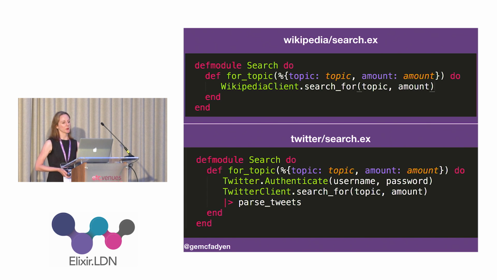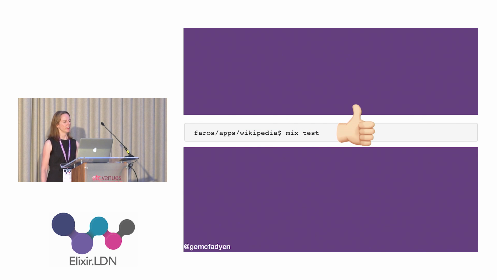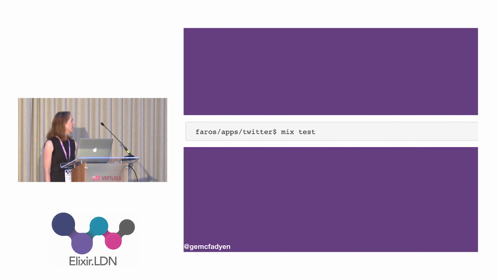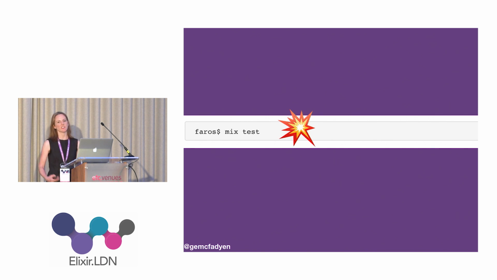So when I ran my Wikipedia tests, everything passed. When I ran my Twitter tests, everything passed. But when I ran from the root of my project, I started to get some failures. So the first thing I did was go back to Wikipedia, run them, they're all good. Go back to Twitter, run them, they're all good. So I was like, what's happening here?